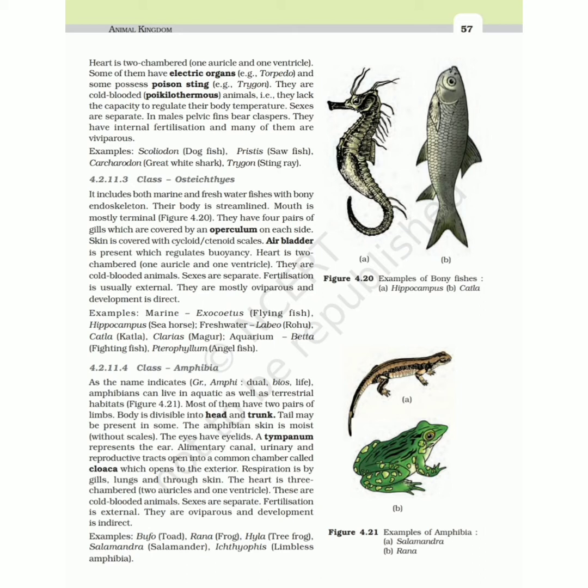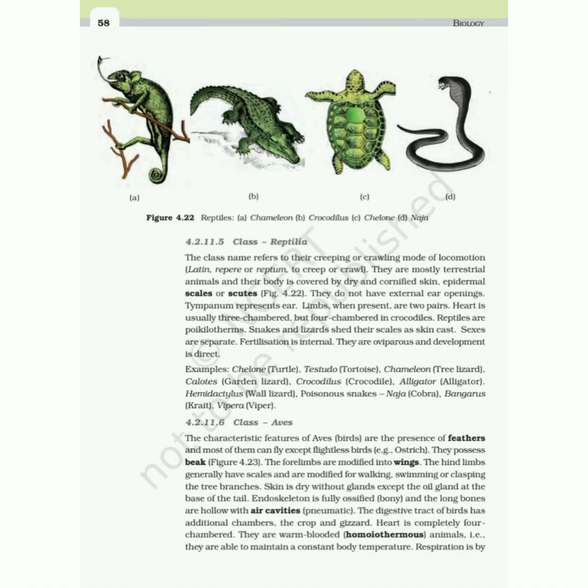Figure 4.21 Examples of amphibia. A. Salamandra. B. Rana. Figure 4.20 Examples of bony fishes. A. Hippocampus. B. Catla. Figure 4.22 Reptiles. A. Chameleon. B. Crocodilus. C. Chelone. D. Naja.